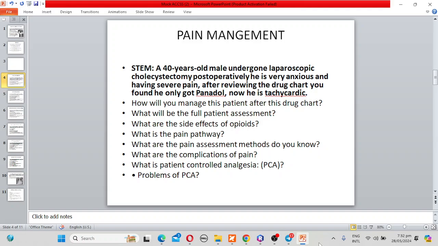I think we covered everything except the side effects of opioids. The examiner wants the whole systemic side effects of opioids. In the respiratory system, it causes respiratory depression. Cardiovascular, it may lead to hypotension. In the CNS, it may lead to confusion, delirium, seizure. In the GIT, it may lead to nausea, vomiting, and constipation. It may lead to tolerance, dependency, abuse, addiction. Remember the side effects. All right, we covered most of the pain management.